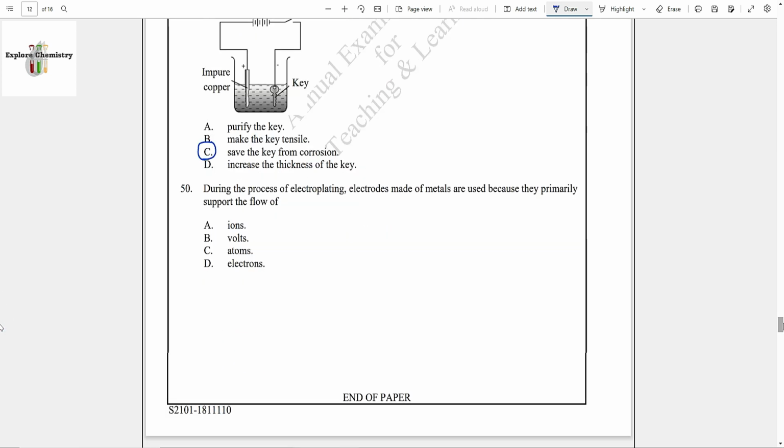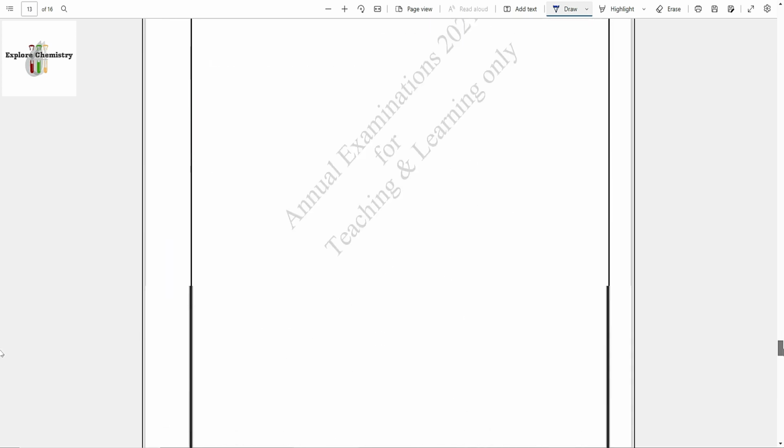Number 50. During the process of electroplating, electrodes made of metals are used because they primarily support the flow of electrons. Therefore, they are good conductors of electricity. So this was all about the 2021 paper.